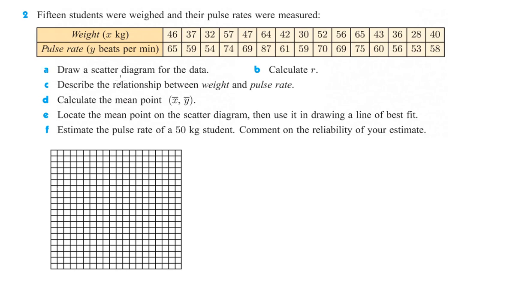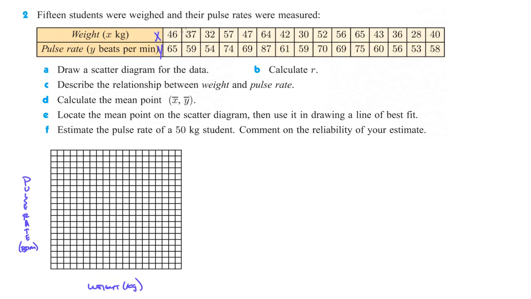So let's start with the first thing, draw a scatter diagram. The first one listed, I'm always going to have X. The second one listed, I'm always going to have Y. So this is weight in kilograms, and then this is pulse rate, and that is BPM, beats per minute, right?